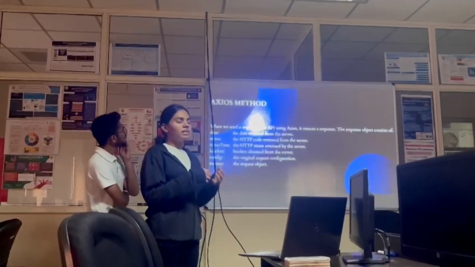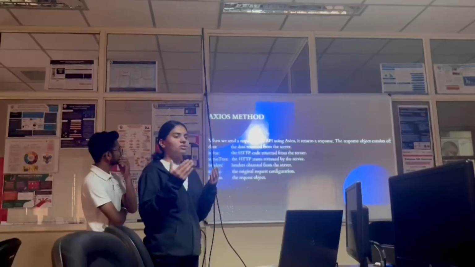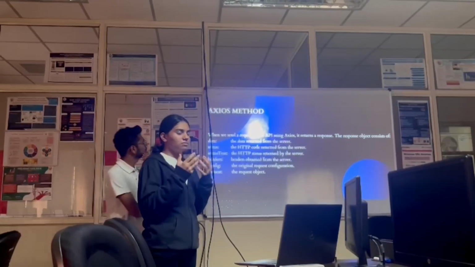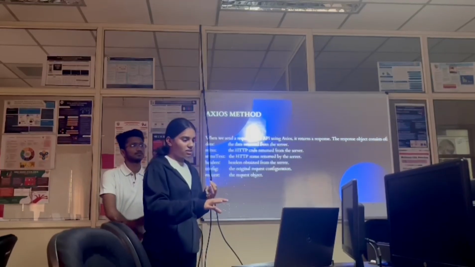In the Axios method, when we send a request to an API and the response comes in return, the response contains the following things: the data which our web application wants to use from the API, the status, which means the HTTP code returned from the server, and various other things.